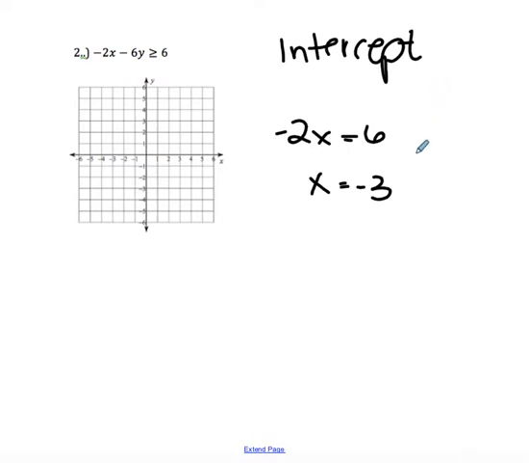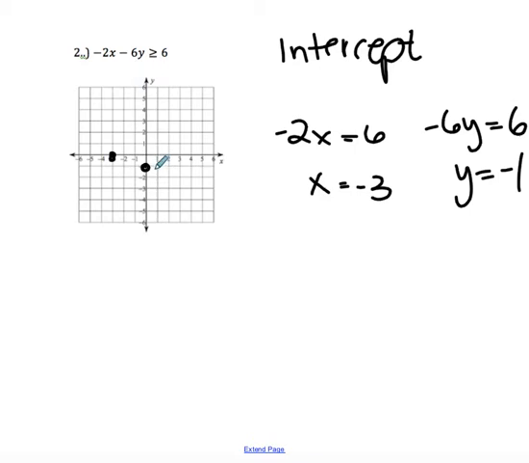And to find the y-intercept, we're going to plug in 0 for x, and -2 times 0 is 0, so that chunk now is gone, and we're left with -6y equals 6. And to get y by itself, we divide both sides by -6, and y is now -1. And so with our two intercepts, we're going to plot them on the graph like so.